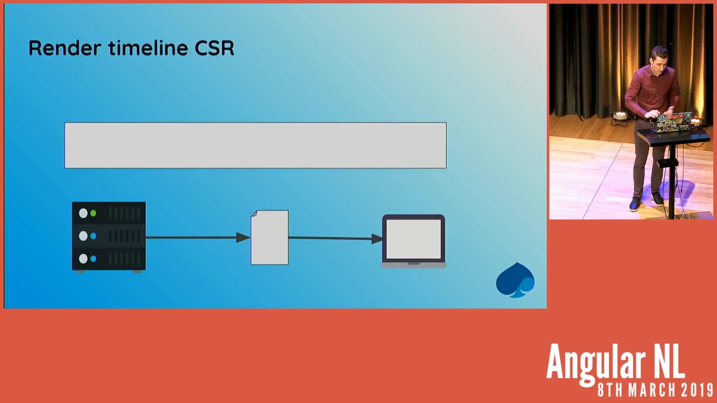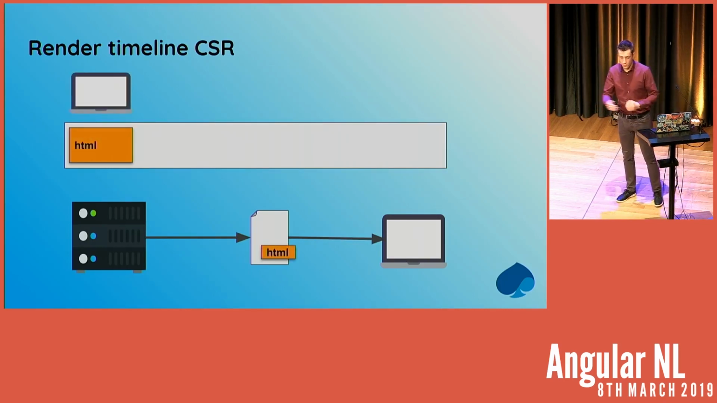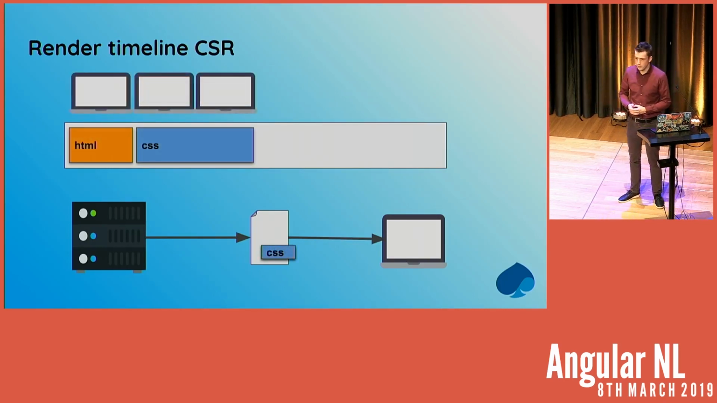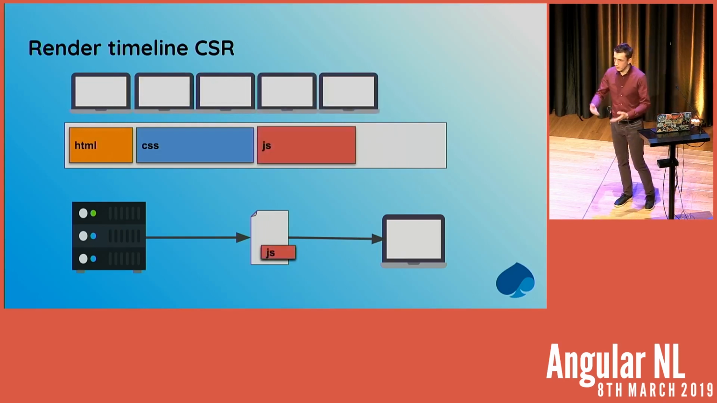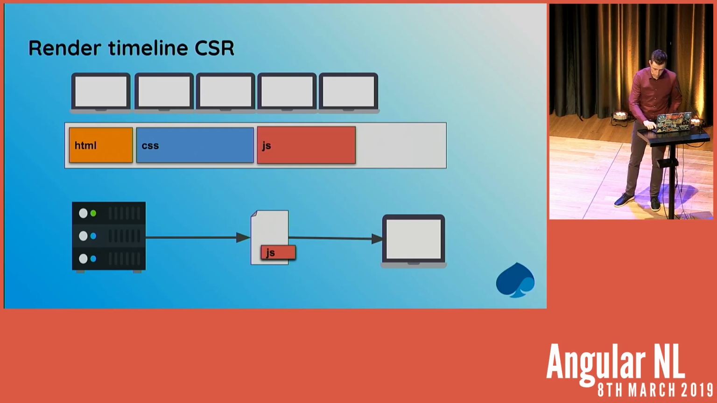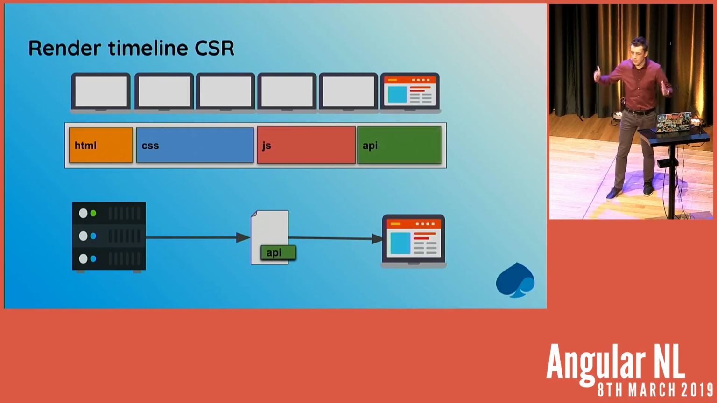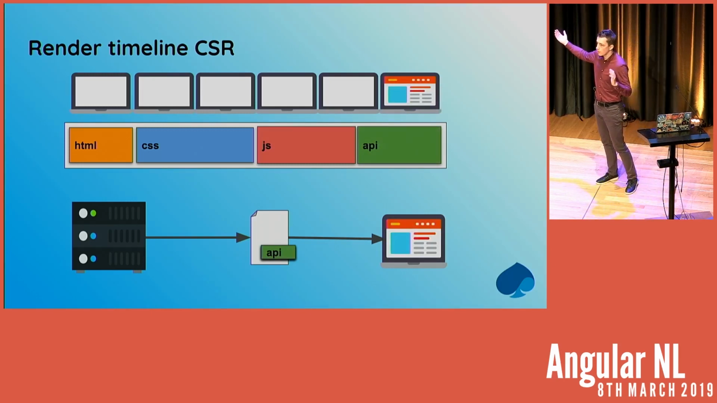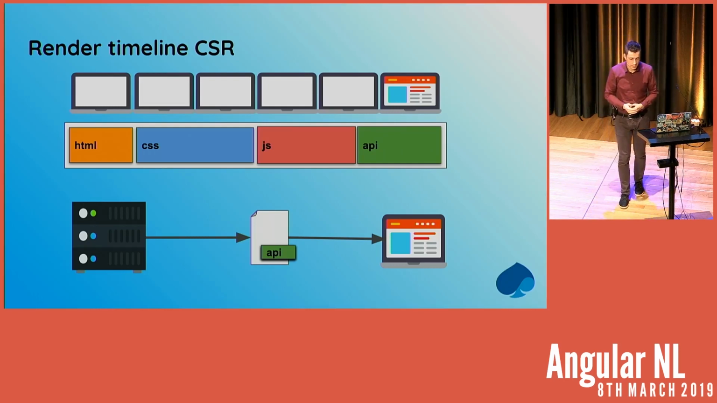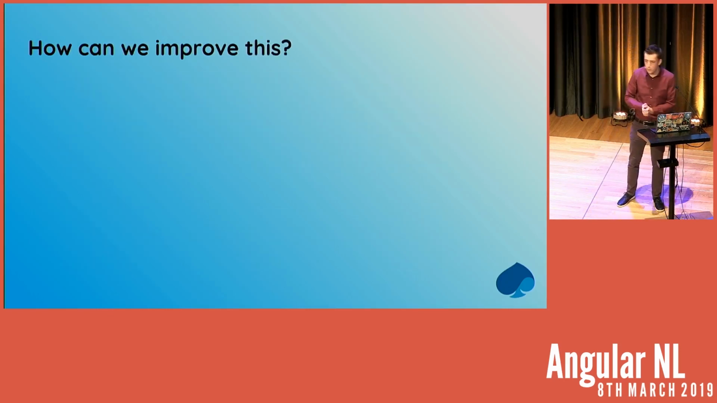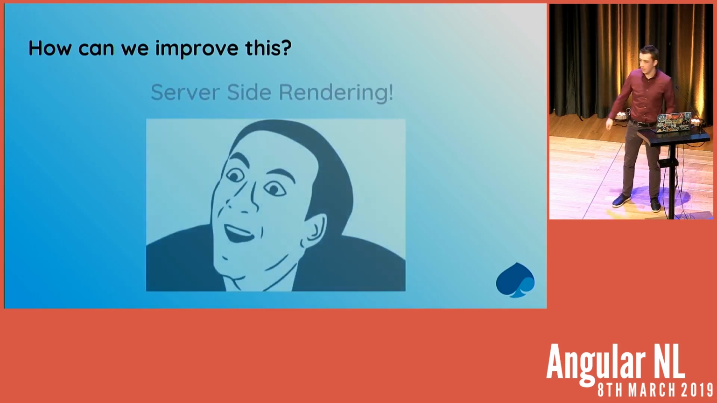And for a client-side rendered application, it's going to look like this. So first it will get the HTML, but there is no content in there. Then it will start loading the CSS, or try to render the CSS. Then we need the JavaScript to run. And then at that moment we do some API calls, probably to get the content, right? And then we see something on our screen. So the timeline can be quite long just to get something on your screen. And how will we improve this? Server-side rendering.